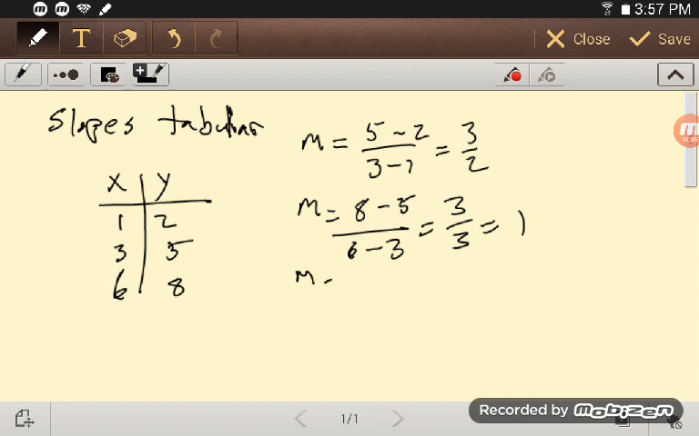And now let's take the first and the last. So my slope would be, in that case, 8 minus 2 over 6 minus 1. And that would be 6 over 5, or 6/5. And so we get 3 different answers, and that's all the possibilities we could have. So which one do we pick?